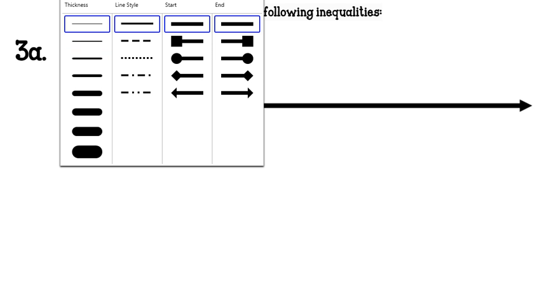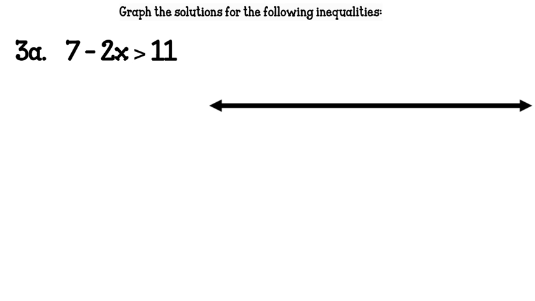Okay, so I have 3a. The first thing I'm going to do is go through and ding dong, and I move my 7 first. I subtract 7 from both sides or add a negative 7. And I get negative 2x is greater than 11 plus negative 7, which is 4.